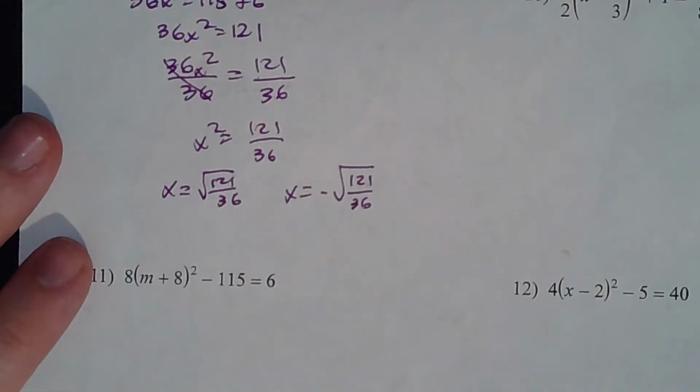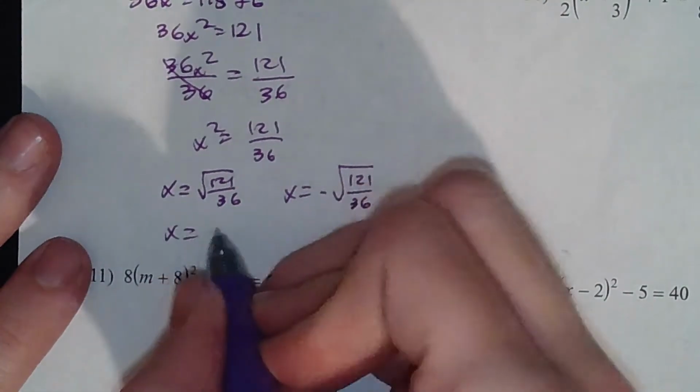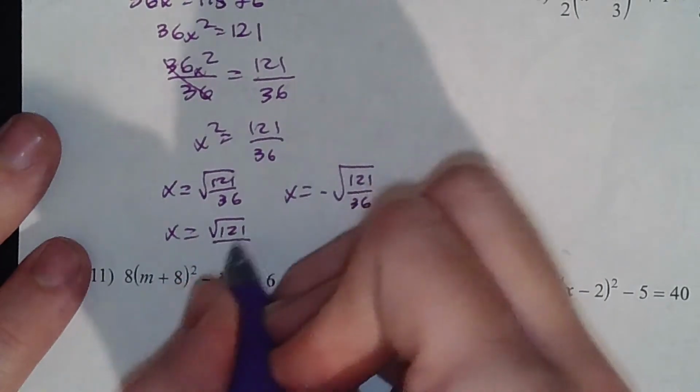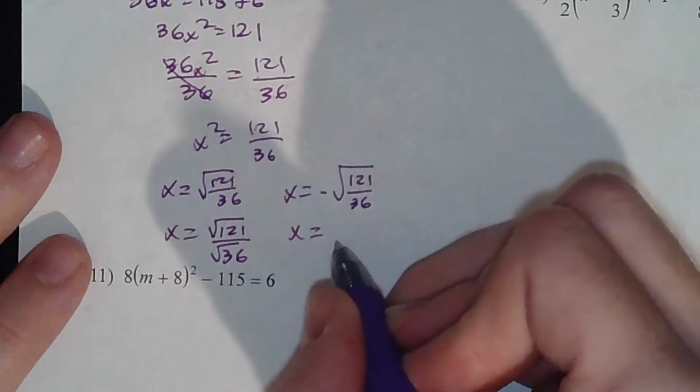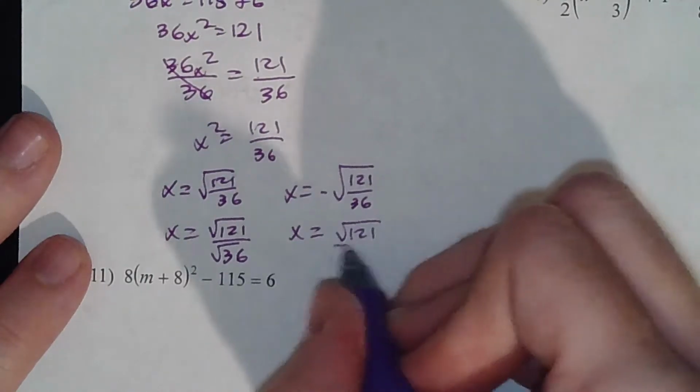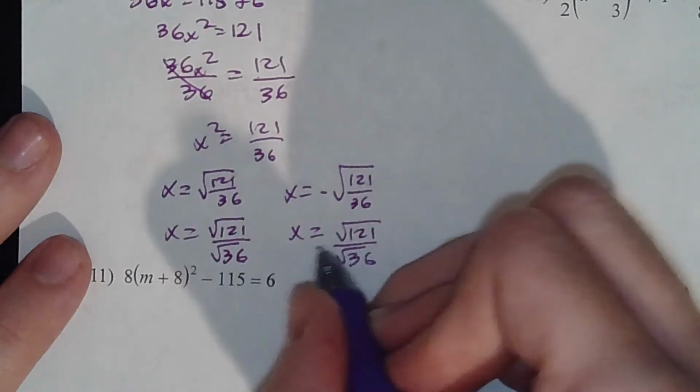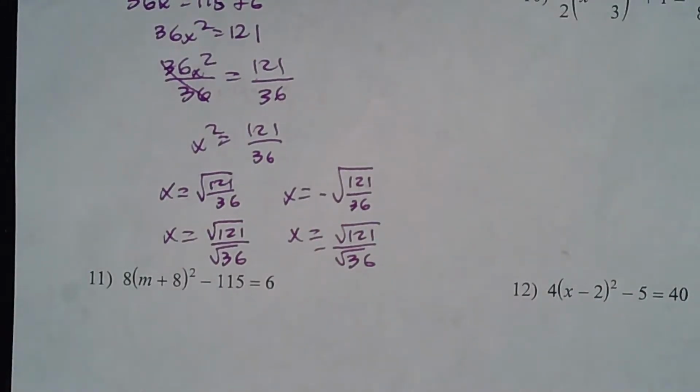That square root goes over the whole thing, which means that our square root goes on the top and bottom separately. I am running out of room here. And the square root of 121 we can just do on our calculator if we really needed to.